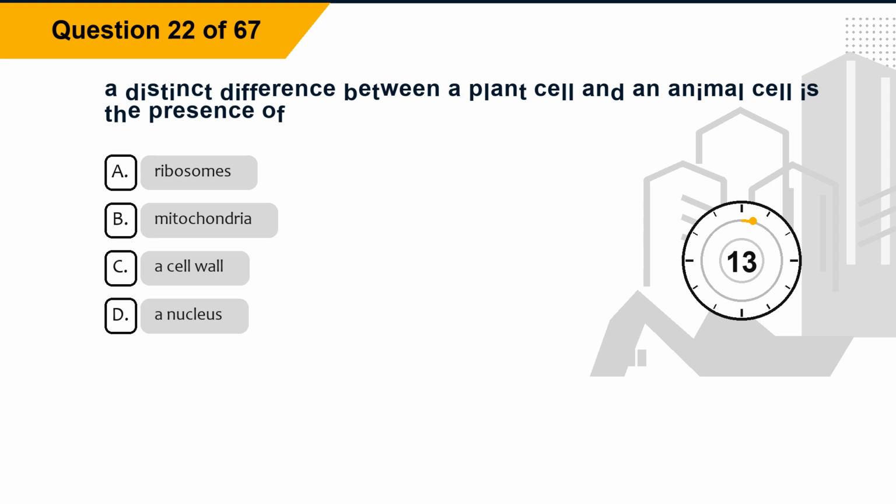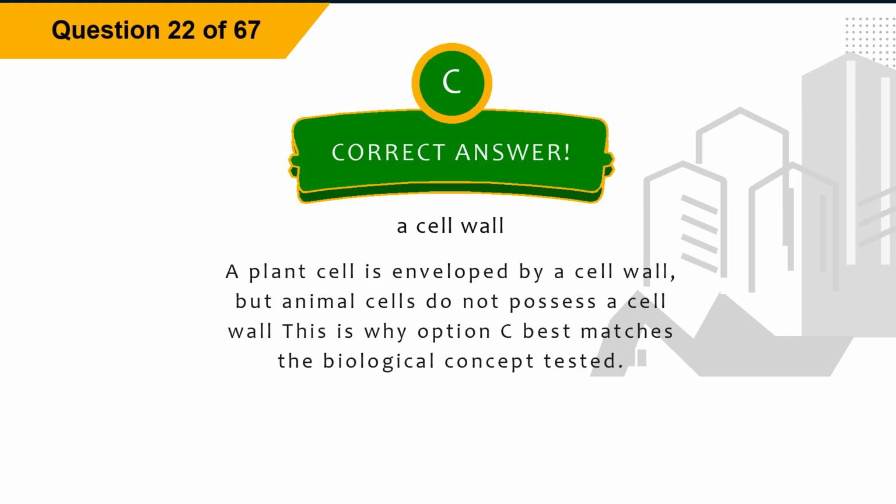Question 22. A distinct difference between a plant cell and an animal cell is the presence of option A, ribosomes, option B, mitochondria, option C, a cell wall, option D, a nucleus. The correct answer is option C, a cell wall. Explanation: a plant cell is enveloped by a cell wall, but animal cells do not possess a cell wall. This is why option C best matches the biological concept tested.